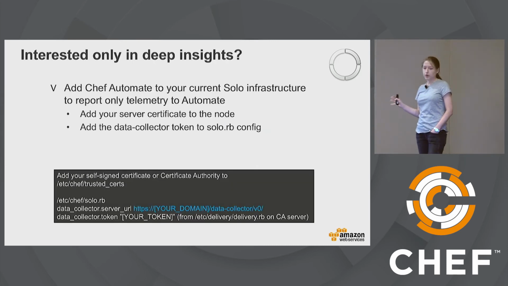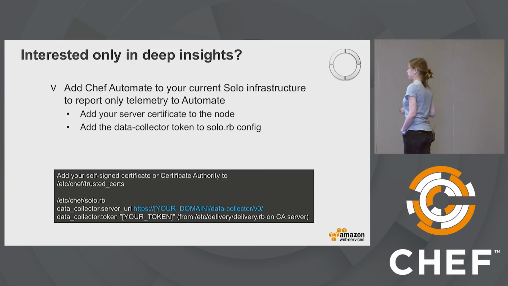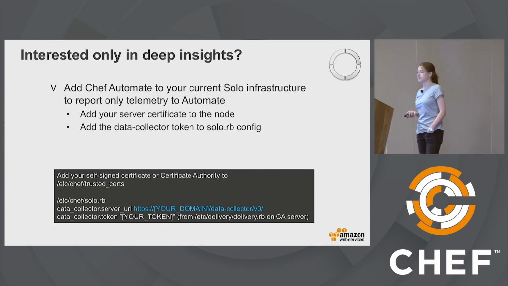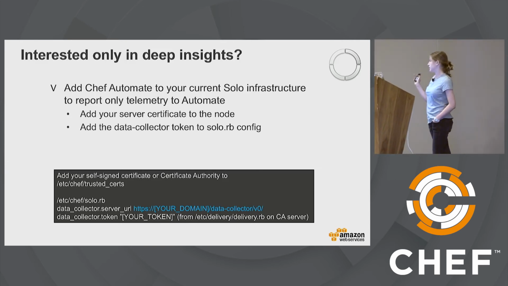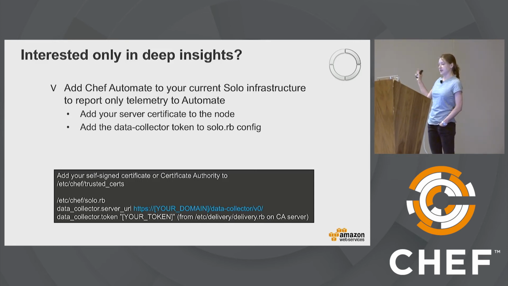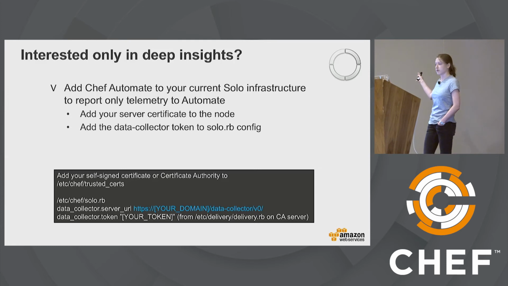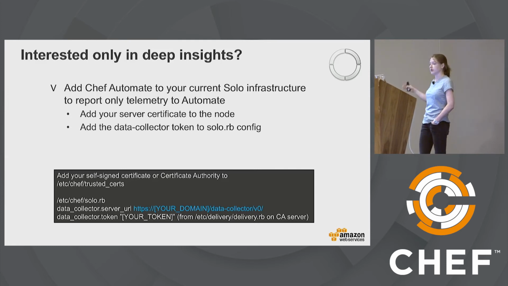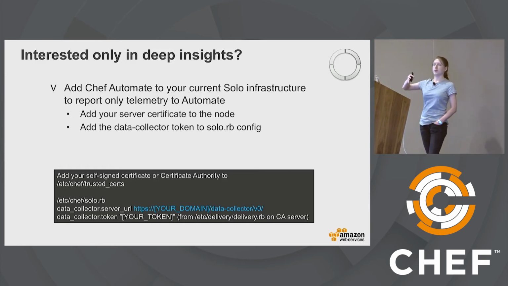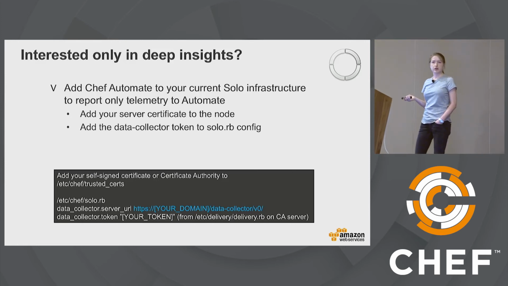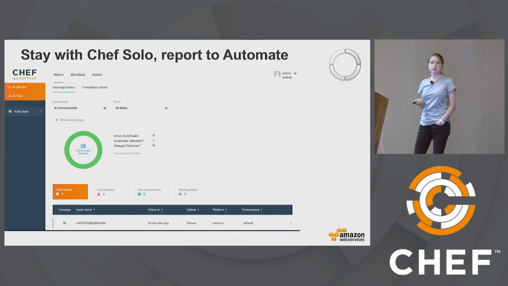Okay, so if only deep insights, what you should do: get your Chef Automate server, and then get your delivery token from the etc delivery RB file. It will be on your Chef Automate server. You can SSH there and get the token. And then you configure your data collector to report your chef runs to the Chef Automate. That's pretty much it. The next run, your node will be in Automate.